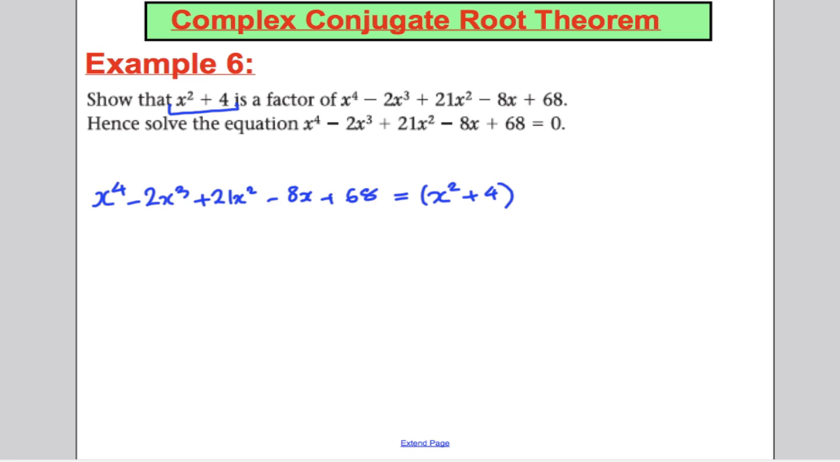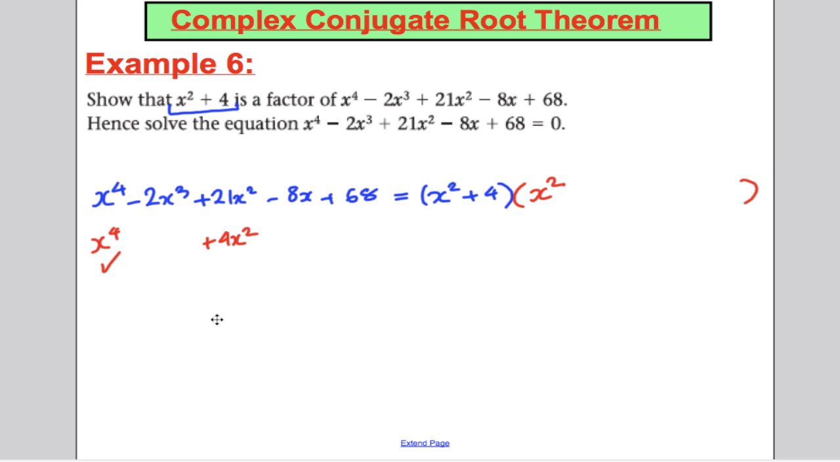Now the question is, what needs to go in this bracket to make it all work? Well, let's give it a go. What needs to go here to multiply by x squared to give me x to the 4? Well, x squared does. And it gives me the x to the 4 I'm after. But it creates for me a 4x squared as well.